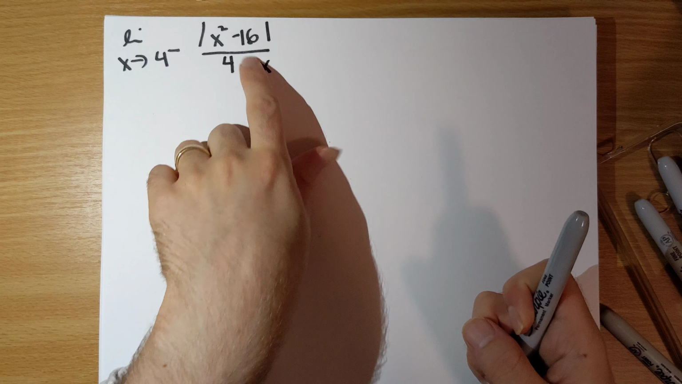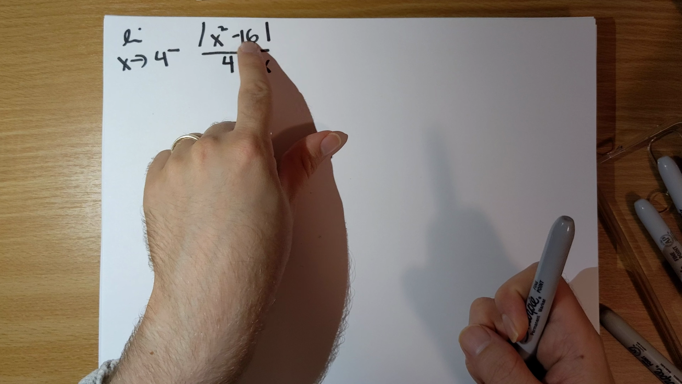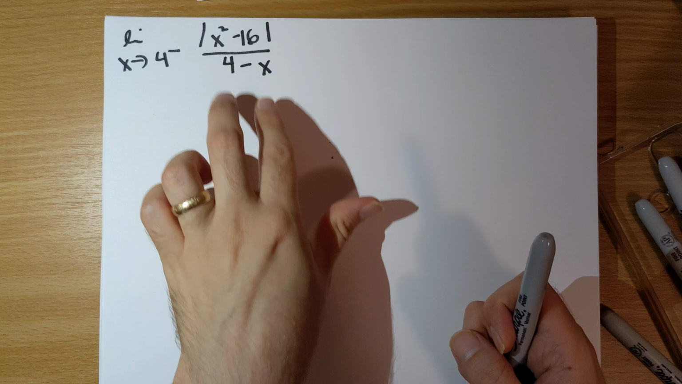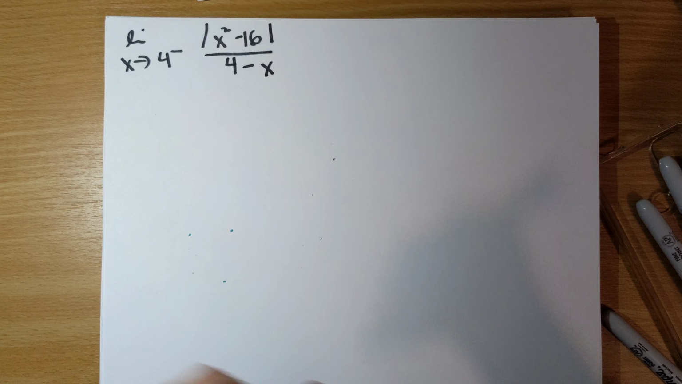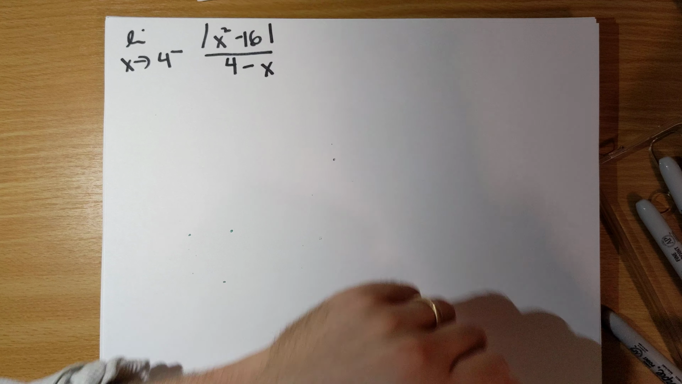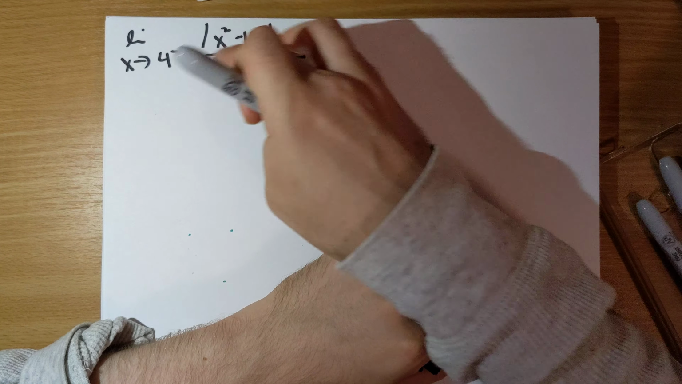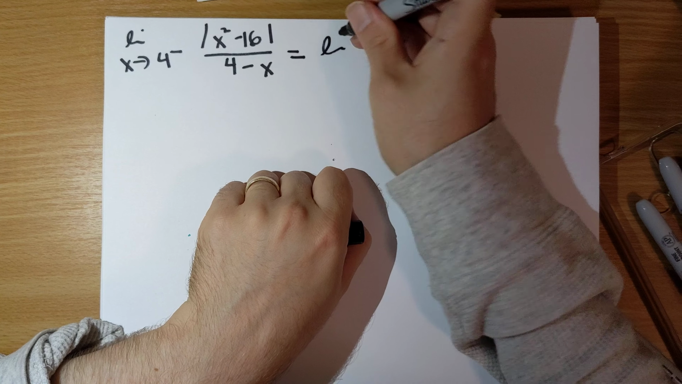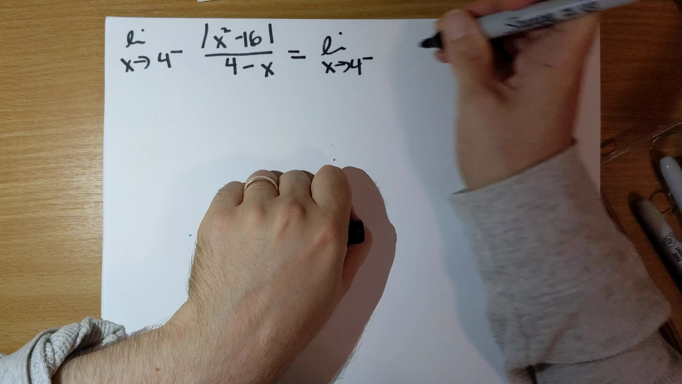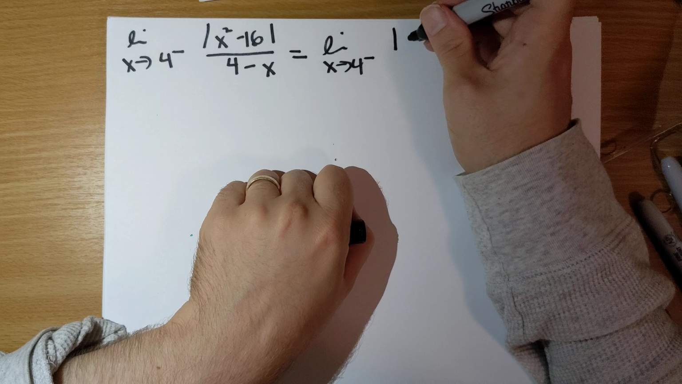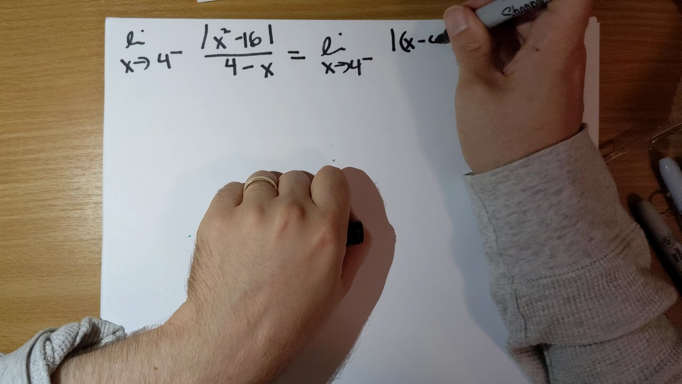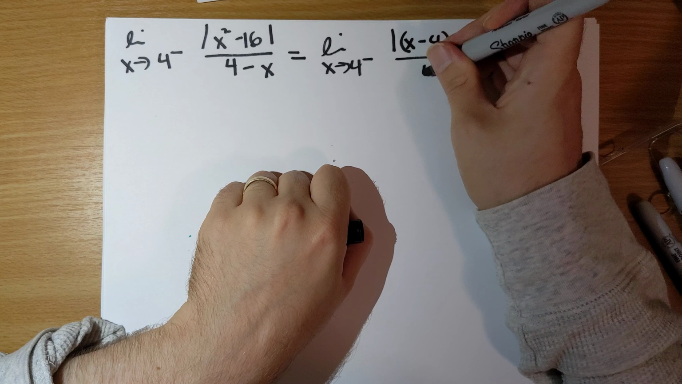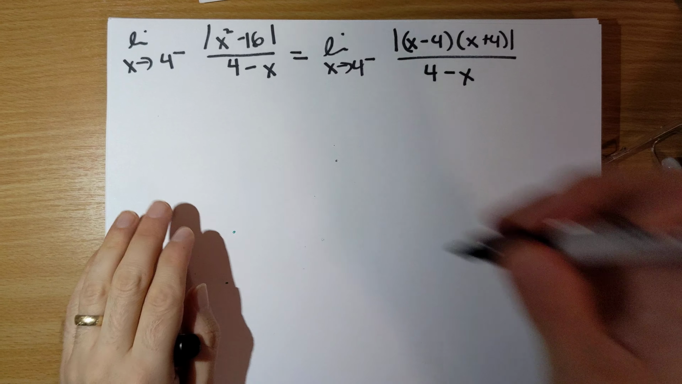Okay, so we plug in 4. 4 squared minus 16 is 0. Absolute value is 0, and 0 over 4 minus 4 is 0. So 0 over 0, an indeterminate form. Let's manipulate it. We should realize x squared minus 16 factors as x minus 4 times x plus 4, over 4 minus x here.